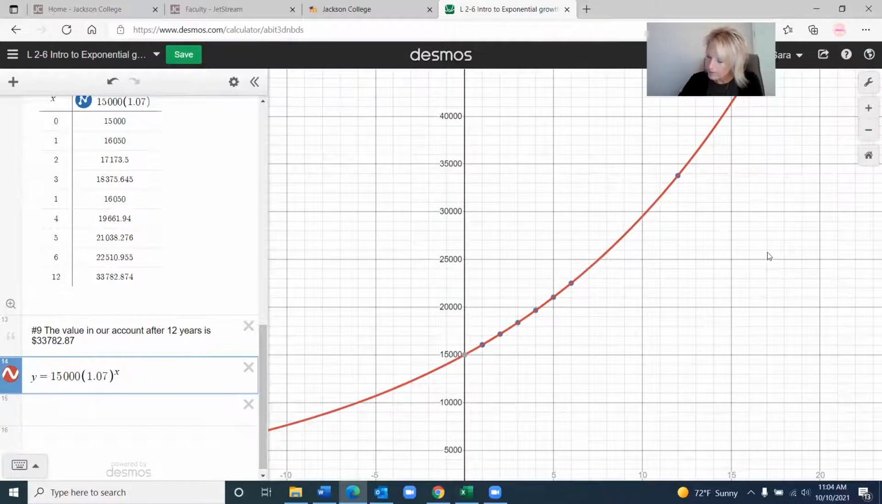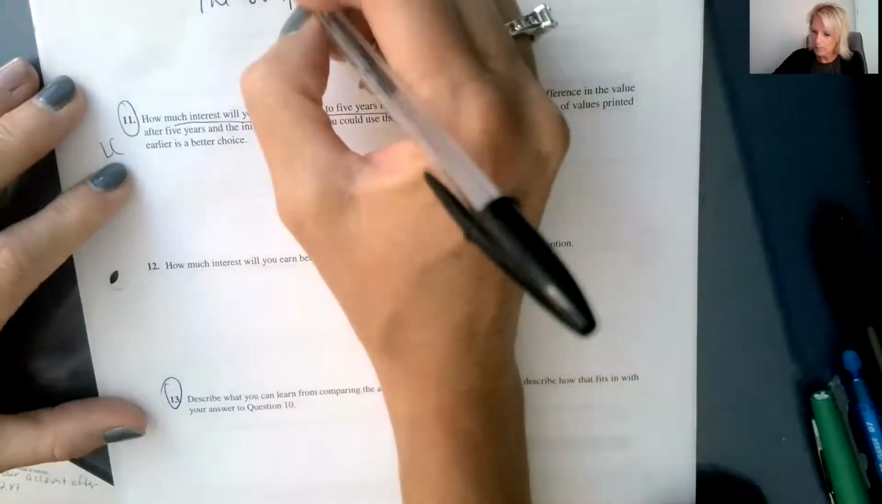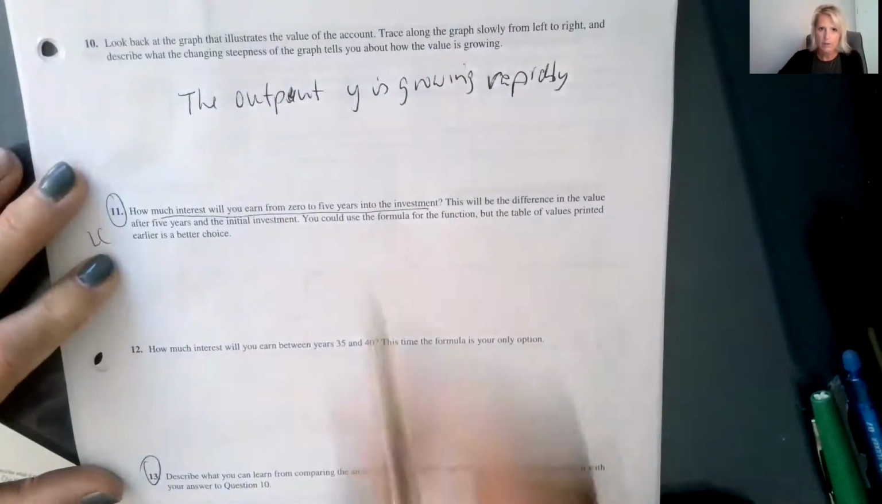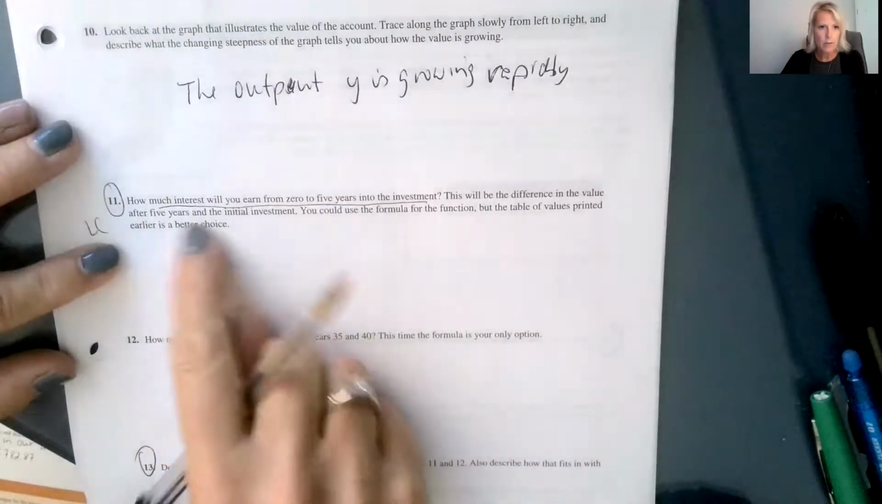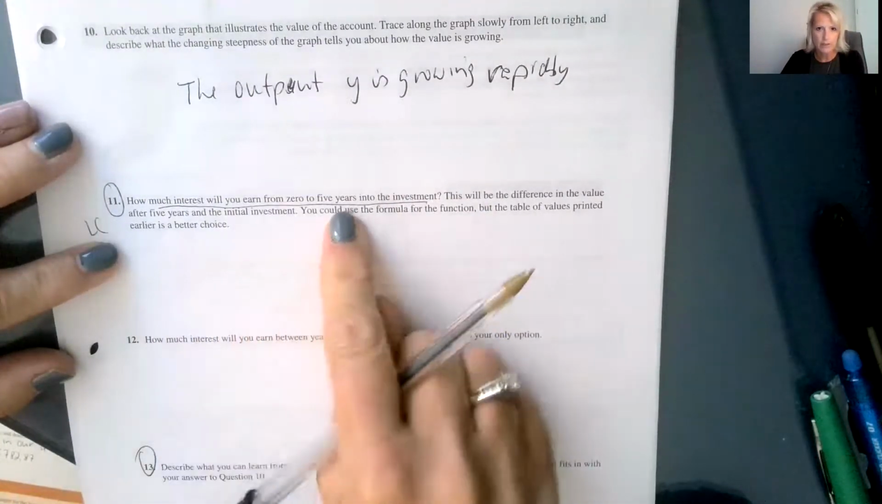Let me do that. So number 10 says the output Y is growing rapidly. So number 11 is our lesson check. Let's remember that. It says, how much interest will you earn from 0 to 5 years into the investment?